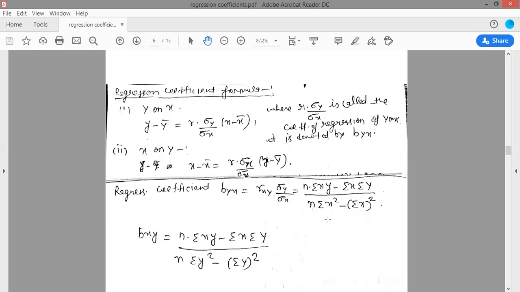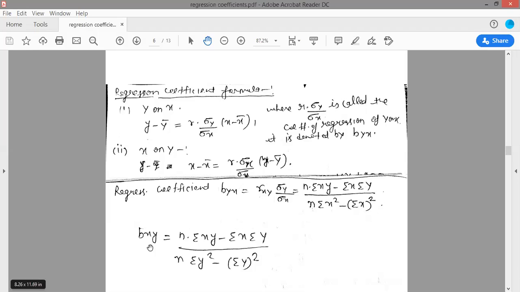So there is another regression coefficient formula. b y x is equal to r into sigma y upon sigma x, which is equal to n into summation xy minus summation x summation y, upon n into summation x square minus summation x whole square. This is the regression coefficient formula, right? If any question asks to calculate the regression coefficient, then you can calculate directly from here. Use this formula and you will get your regression coefficient.